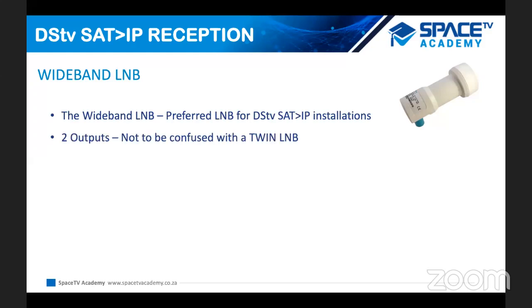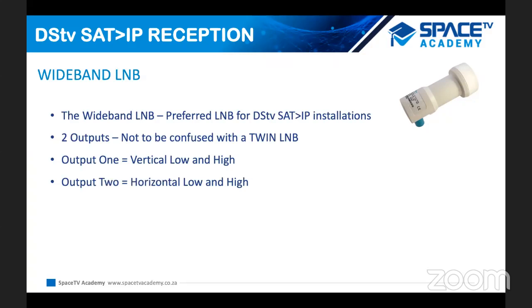So the wideband LNB has 2 outputs, and it's not to be confused with a twin LNB because it physically looks like a twin LNB. It's a standard looking LNB with 2 outputs. Output 1 of the wideband LNB provides vertical low and high signals simultaneously, and output 2 of the LNB provides horizontal low and high signals simultaneously.